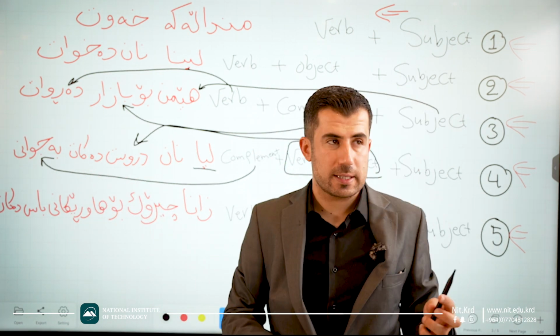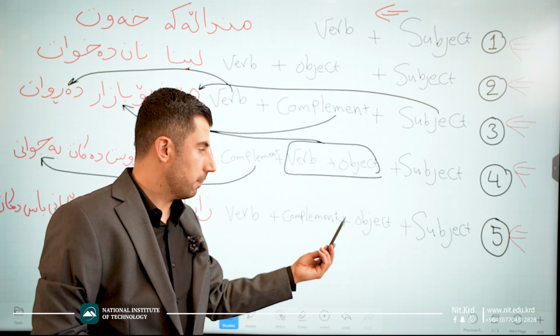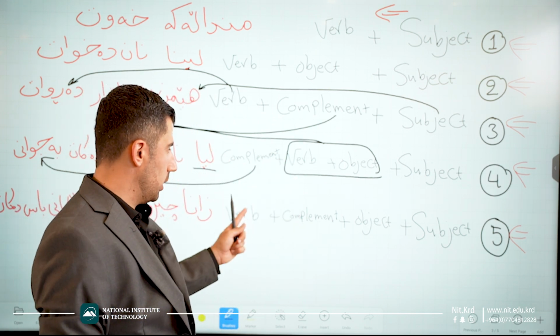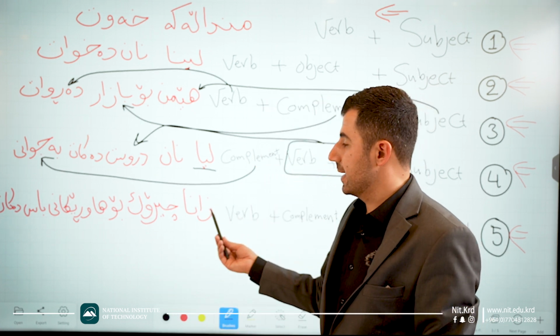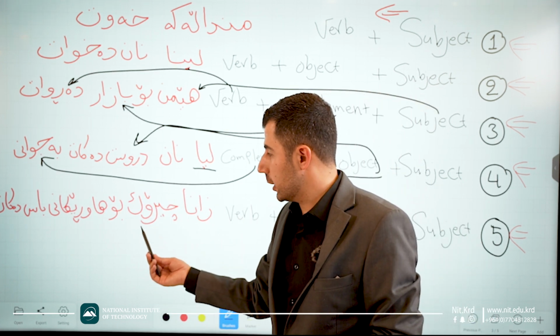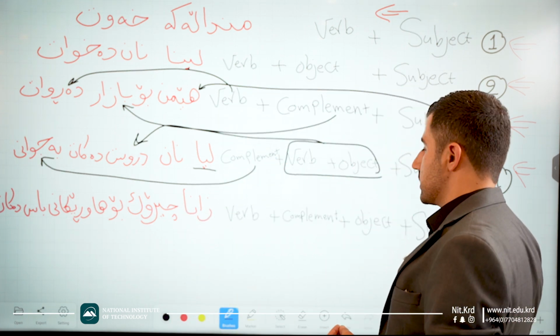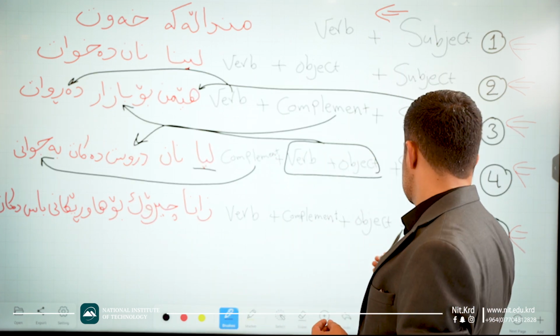The next one is here. Subject plus object plus complement plus verb. We can change the position of verb and complement here. We can write down a simple sentence like this. Zana chirok bohaurekani bas dakat. Zana is equal to the subject here. Chirok is the object.